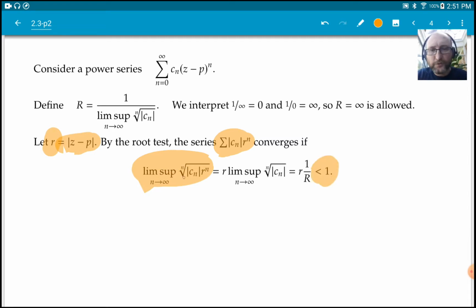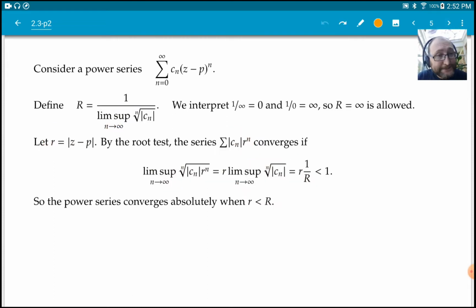When is that true? Well, let's massage this a little bit. We have this r to the n here. We're taking the nth root, so that really comes out. There's no n in there anymore. So it's just r times this lim sup. That's this lim sup over here. Therefore, I can rewrite that: the lim sup is 1 over capital R. So I have this as r times 1 over capital R, right? That's supposed to be strictly less than 1. If that's strictly less than 1, then the series converges, right?